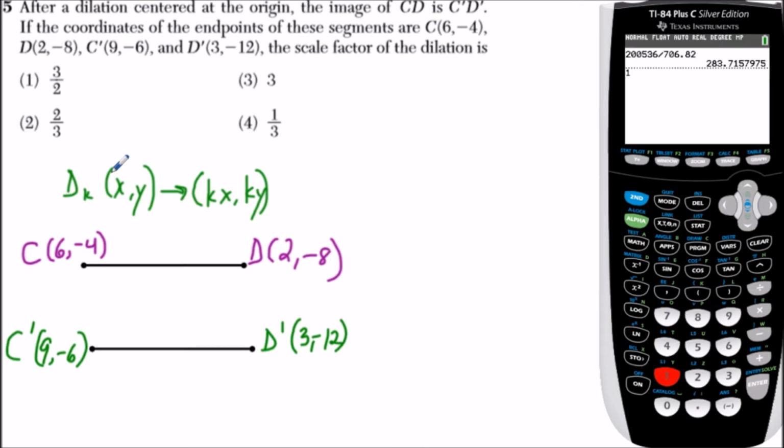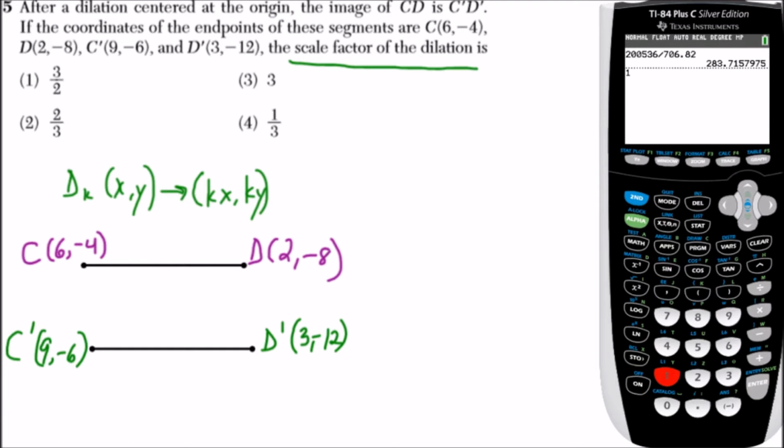All right, for question 5, what we're trying to find here is the scale factor of dilation. So we're starting off with a line segment CD, and we know the coordinates of both of them. And then we're finding out the image of this line segment. So we have the coordinates for C prime and D prime.